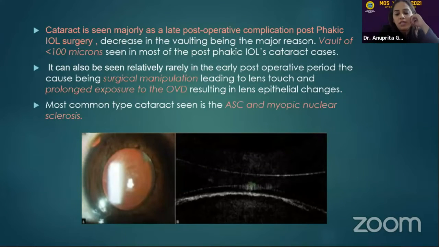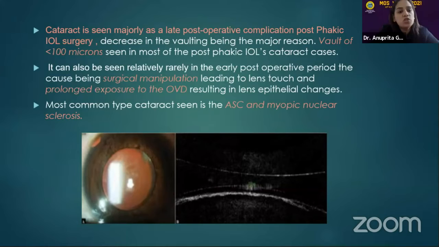Where is cataract seen? It is majorly seen as a late post-operative complication, and majorly where the vaulting of the ICL is less than 100 microns. Here you can see the vaulting less than 100 microns. It is also seen relatively rarely in the early post-operative period, and that is thought to be because of surgical manipulations leading to lens touch and prolonged exposure to the viscoelastics, which result in lens epithelial changes.